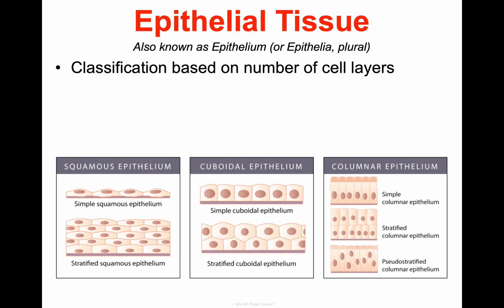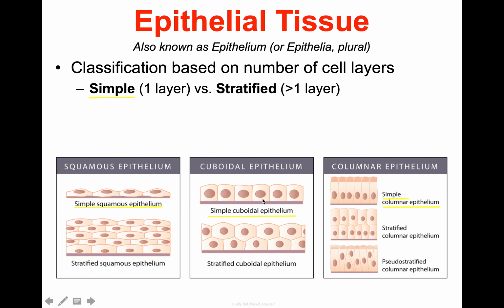We can classify epithelial tissues a couple of ways. One way is by the number of cell layers. So a simple 1 layer versus stratified, which would be more than 1. So simple, we see all of these are just 1 layer, whereas stratified, we can see here are all more than one layer.